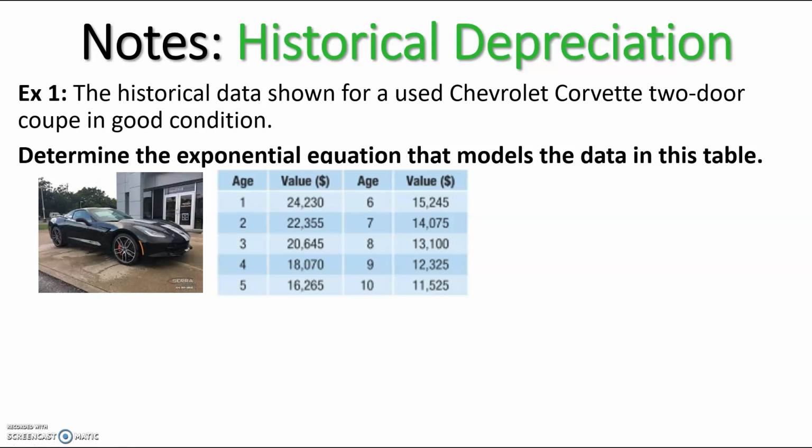Example 1. The historical data shown is for a used Chevrolet Corvette two-door coupe in good condition. Determine the exponential equation that models the data in this table. So this is the same data that you entered into Excel for your warm-up today. Let's go ahead and look at what that looks like.